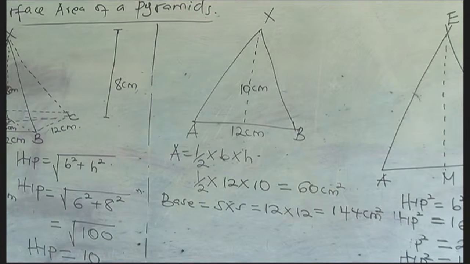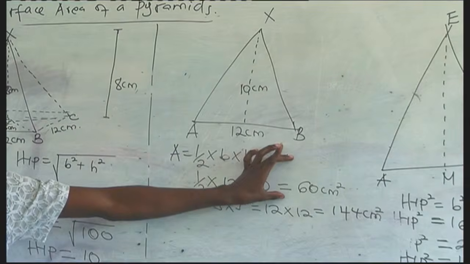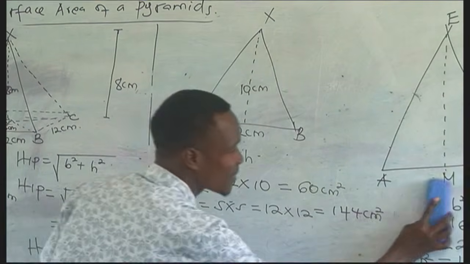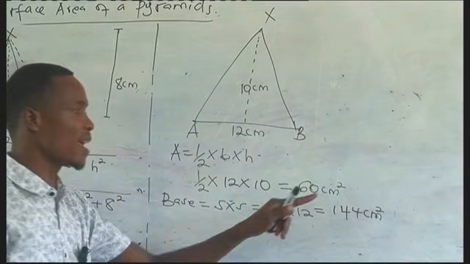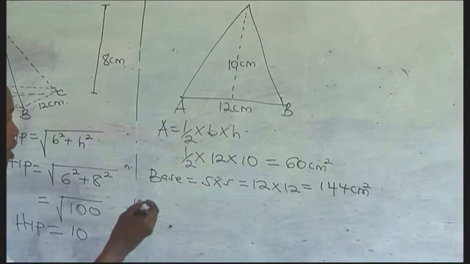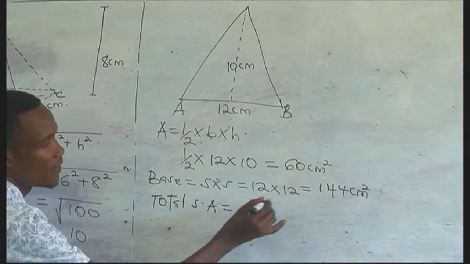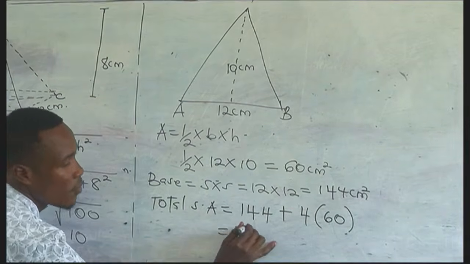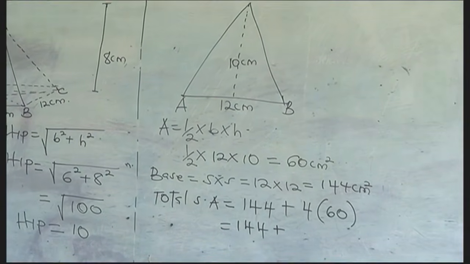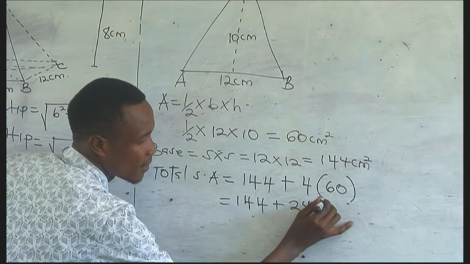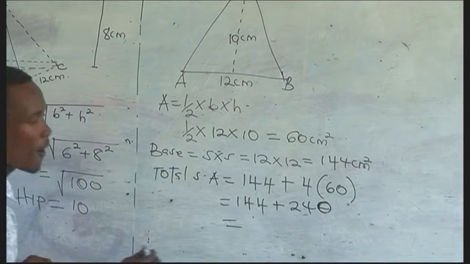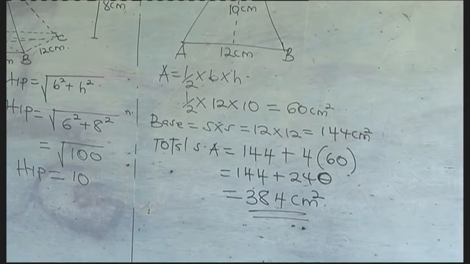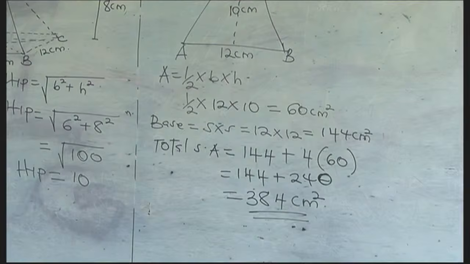And I say to get the total surface area, because all the triangles are equal, we shall multiply the area of each triangle by 4, then add the area of the base. I think I said that. So, we have the area of the triangle, we have the area of the base. So, total surface area will be the base plus 4 into 60. So that will give us 144 plus 60 times 4 is 240. So when you add 240 plus 144, it gives us 384 square centimeters. So those of us who gave us 384, I think you are right. And those who did not get that, I think you've now seen where the mistake was.